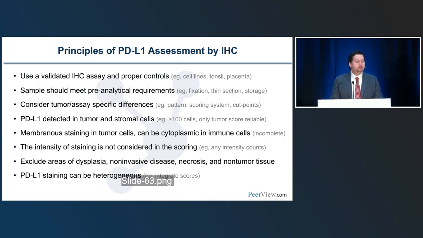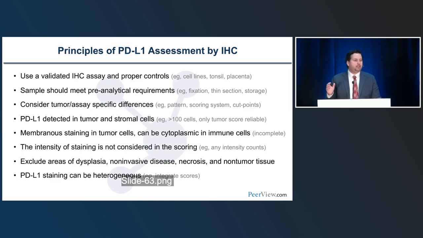Then PD-L1 is detected both in tumor and stromal cells. This had generated confusion because the initial assessments included only tumor cells, but it's clear now that every cell that is exposed to interferon gamma has the right to express PD-L1, and therefore somehow the contribution of PD-L1 by other cells can be captured. And then that membranous staining in tumor cells is generally what we see, but it can be cytoplasmic in immune cells.